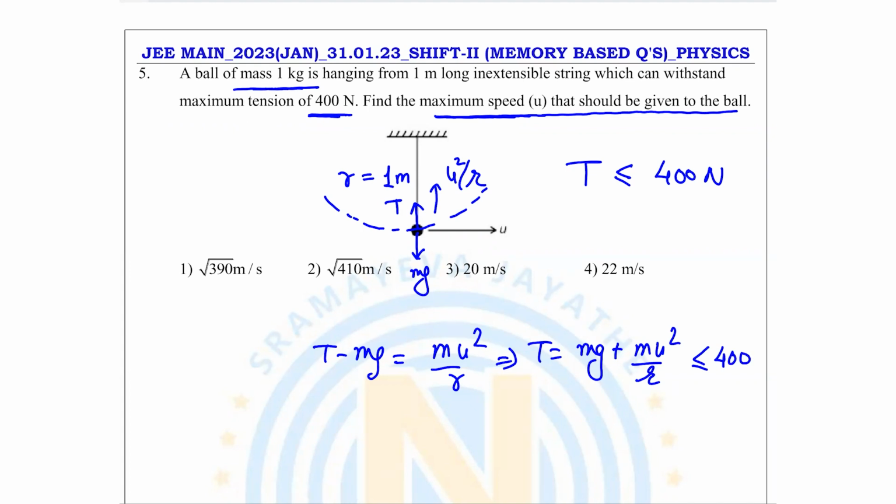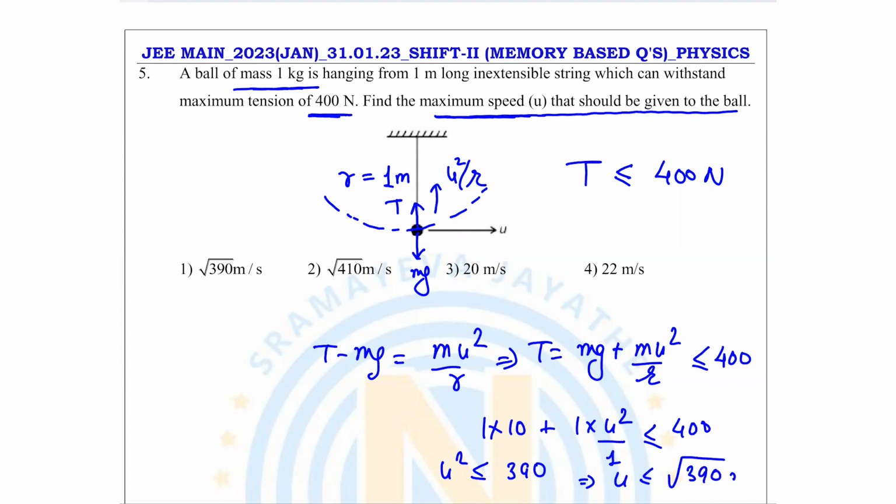We'll fit in the values. Mass is 1 kg, g let us take 10, plus 1 into u square, r is also 1. This should be less than or equal to 400. That gives you u square should be less than or equal to 390. So u must be less than or equal to square root of 390 meter per second. So the maximum value is square root of 390 meter per second. Option 1 is the correct answer.